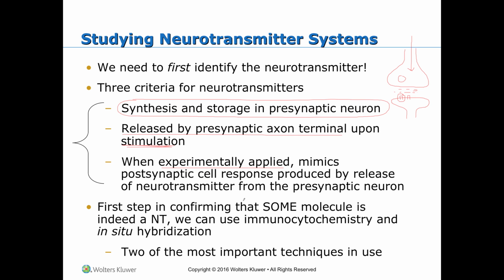So the first step in confirming that some molecule is indeed a neurotransmitter, we can use immunocytochemistry and in situ hybridization, which are two of the most important techniques to use. And one thing that we can do with these techniques is identify areas in the brain or cells within the brain that contain these neurotransmitters.